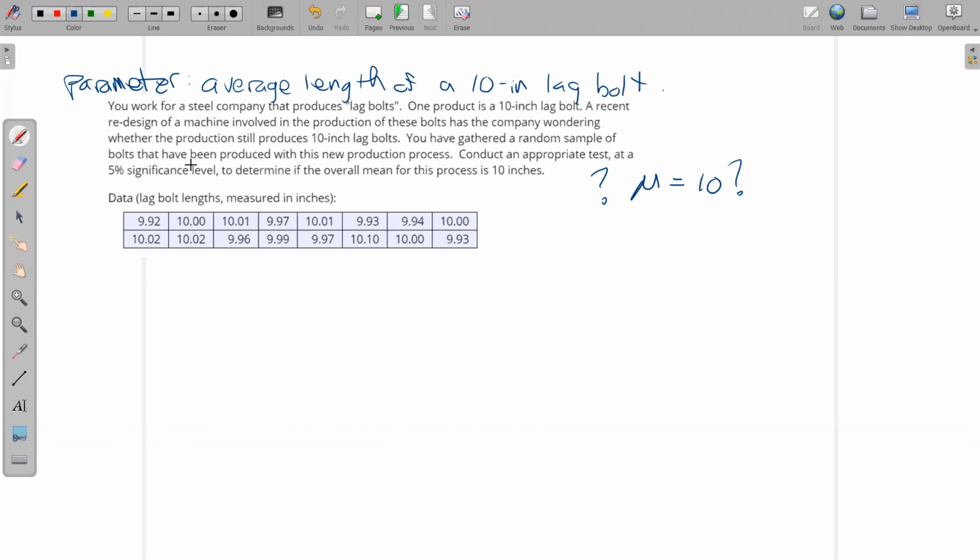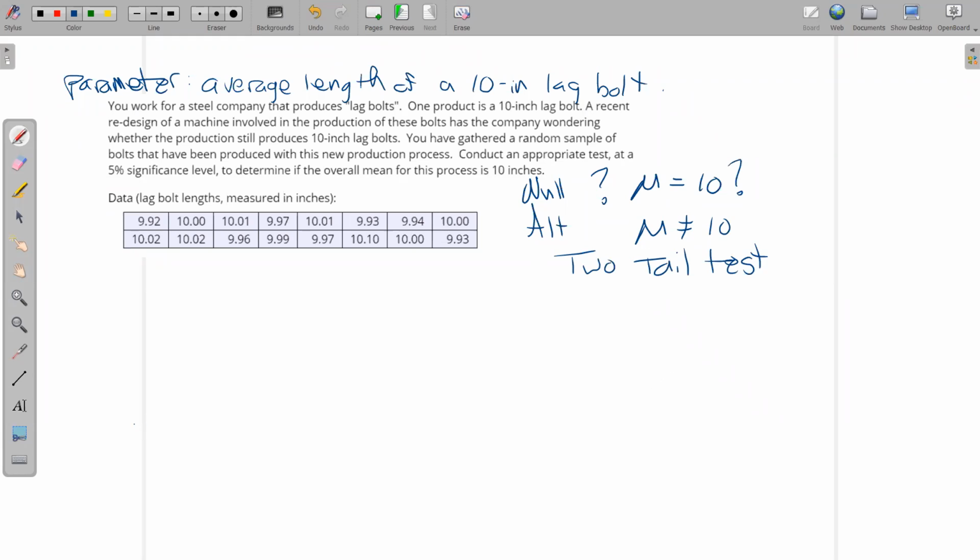You've gathered a random sample of bolts that have been produced with this new process. Conduct the appropriate hypothesis test at a 5% significance level to determine if the overall mean of this process is 10 inches. Since I have nothing else to go on but, is it 10? That equals means this has to be the null hypothesis. And my only suggestion for an alternative is to say the alternative is not 10. So right away, this is a two-tailed test, which means I got to remember to double that p-value. I need both tails, so two-tail test.